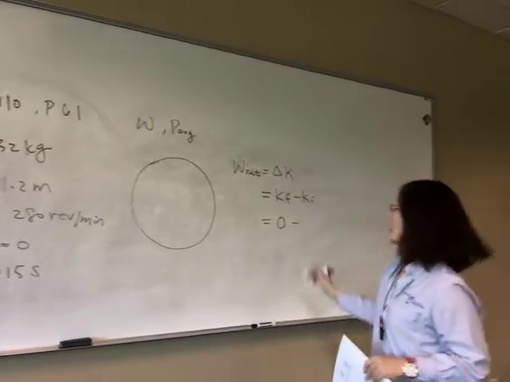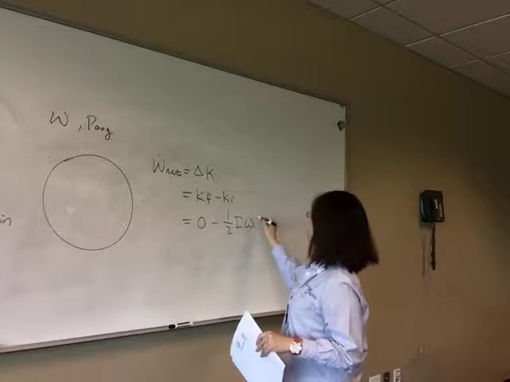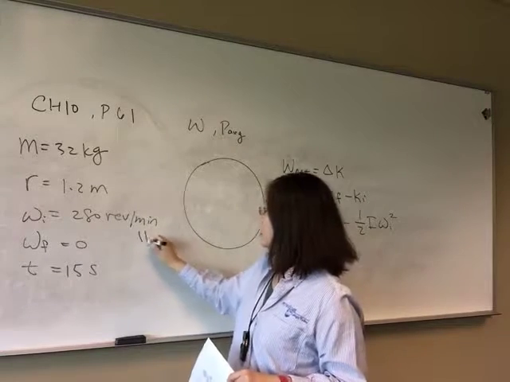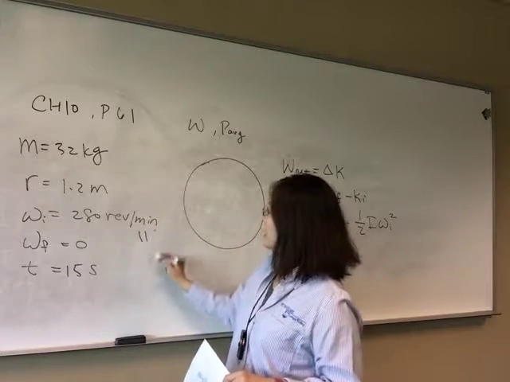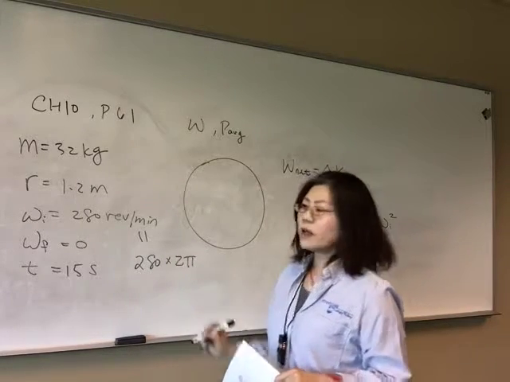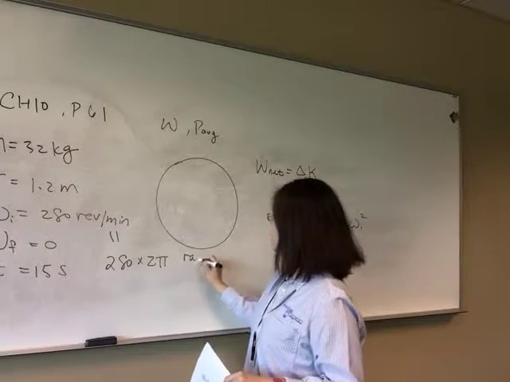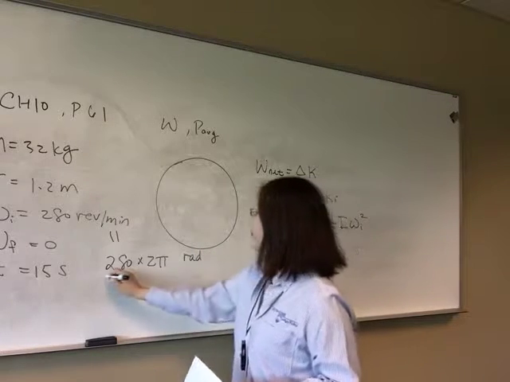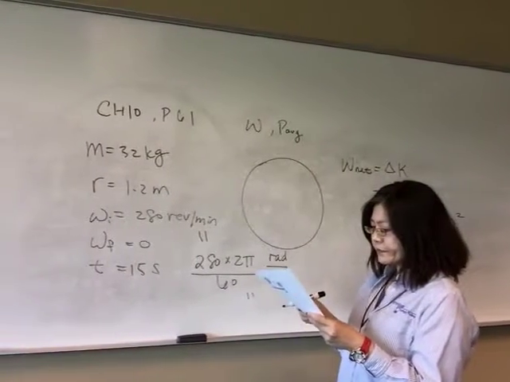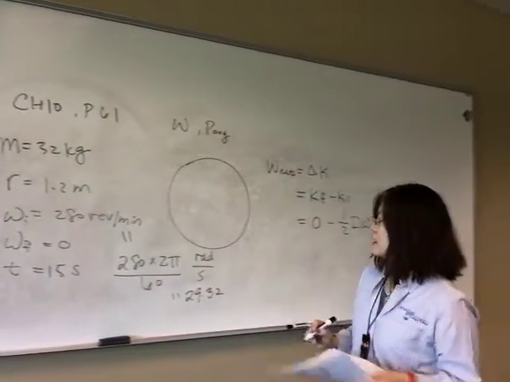Now initial kinetic energy will be 1/2 the rotational inertia of this thin wheel, times omega initial squared. So this is already given, but it's not in SI units, so we need to change that. So 280 revolutions per minute, that will be 280, and then 1 revolution is equal to 2 pi, and pi is 3.14. So you multiply that and then divide it by 60 seconds, since a minute is 60 seconds. So after you do the conversion, your omega I is equal to 29.32 radians per second.